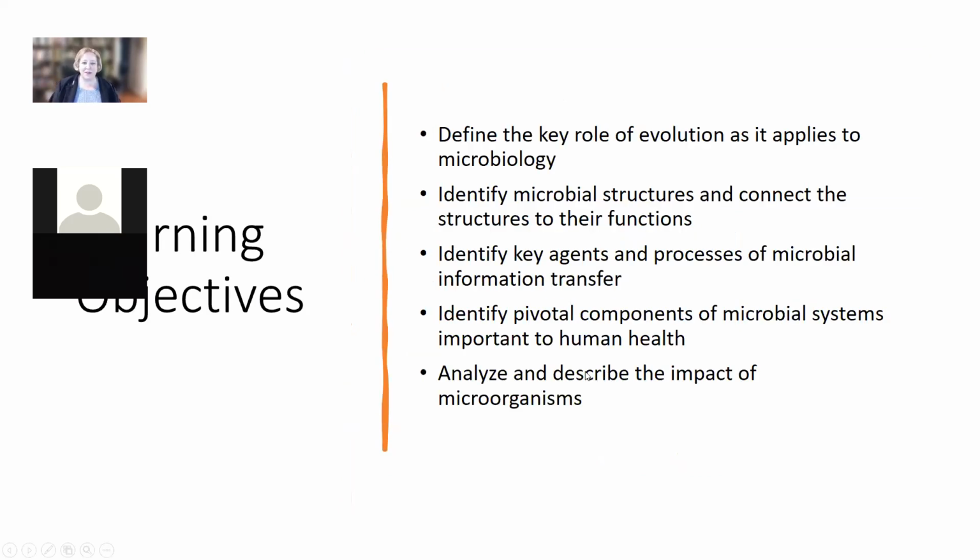All right, so this chapter helps us move toward being able to meet the following learning objectives. Be able to define the key role of evolution as it applies to microbiology, identify microbial structures and connect the structures to their functions, identify key agents and processes of microbial information transfer, identify pivotal components of microbial systems important to human health, and analyze and describe the impact of microorganisms.